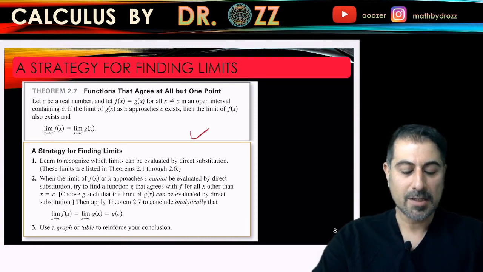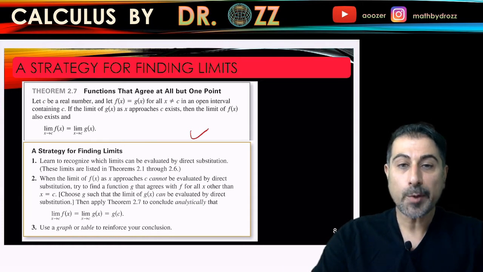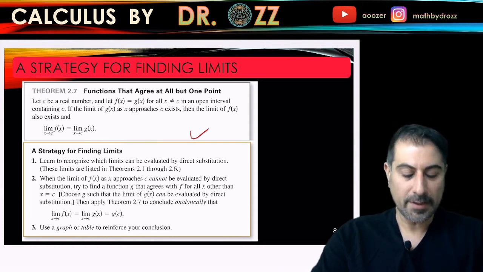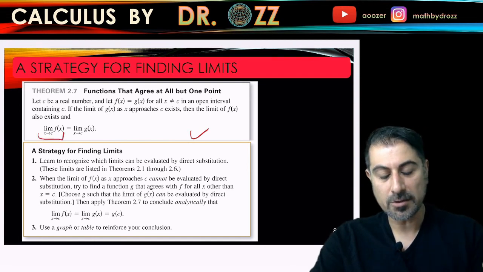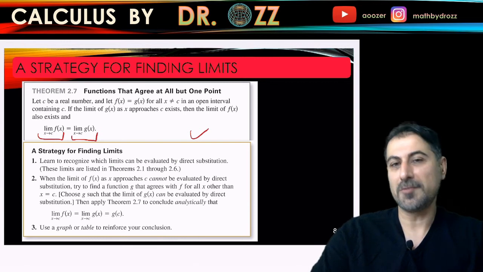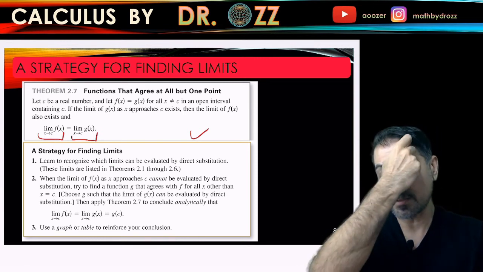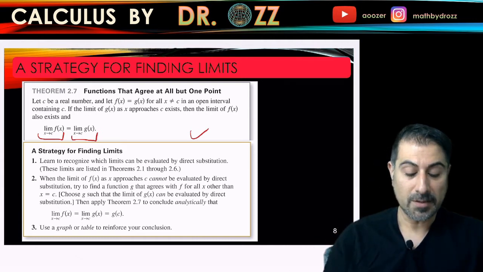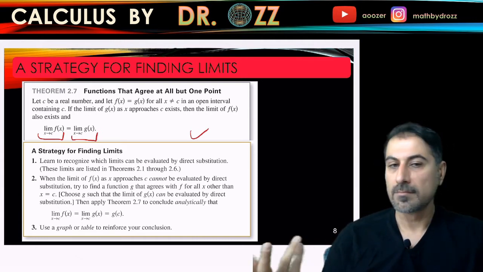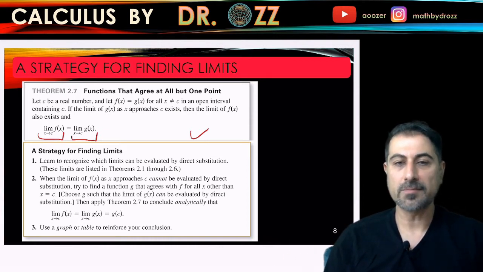If you come up with a function g that agrees with the given function everywhere except the limit point, then the limit of the original function is the same as the limit of the function g, which agrees with your function everywhere except c. This comes out of different techniques. We're going to see in a few minutes that, for example, dividing out provides you a function that agrees with your function, or rationalizing is another technique.